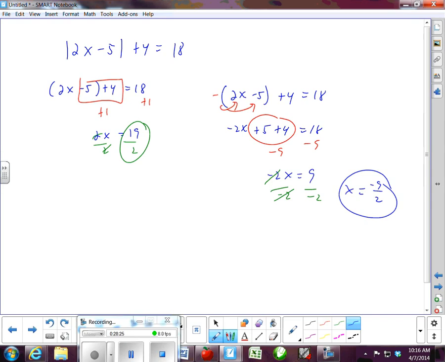Absolute value equations. Don't forget them. You have to remember how to solve them.